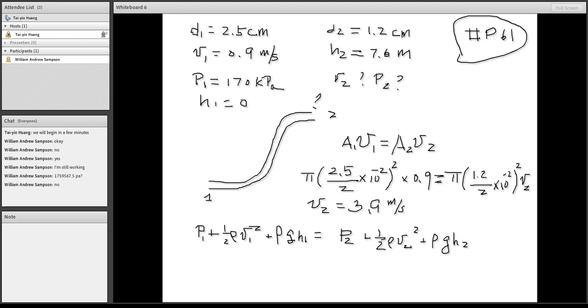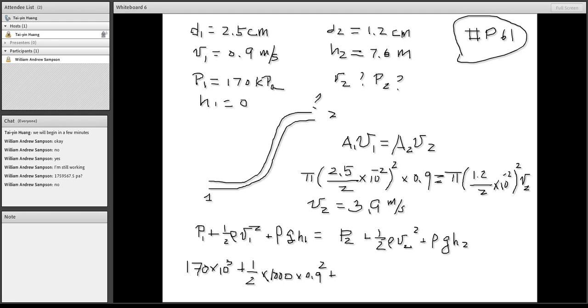So your P1 is 170 kilopascal. Kilo is not an SI unit, so you have to multiply it by 1,000. You have 170 times 1,000, and that will be the pascal. And then plus 1/2, the density of the fluid, for water it's 1,000, and the velocity is 0.9, and you square it. Remember that. And then plus your h1, which is 0, so I'm not going to write all that down.